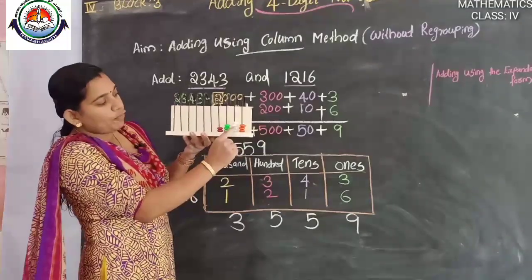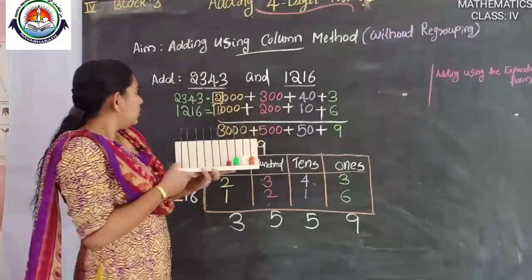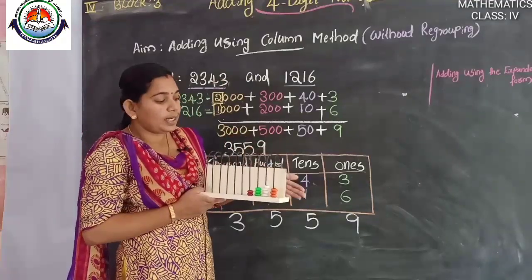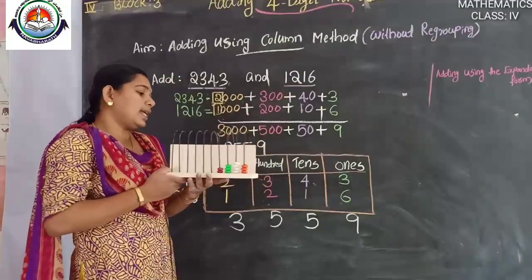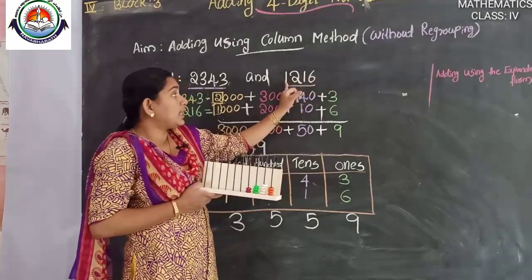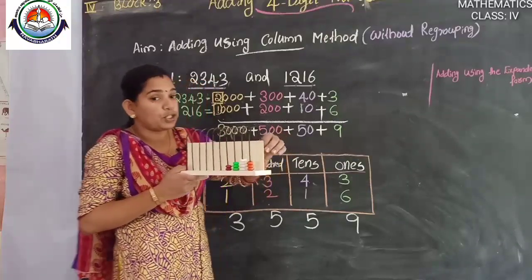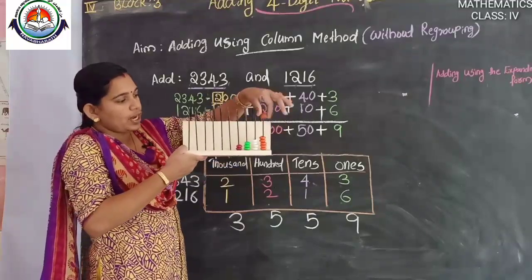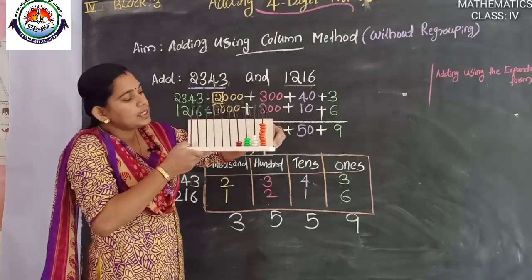2, 3, 4, 3. 2343. Then we are adding here. So we are putting the digits to this side. So 6. We are adding 6. 1216 in the ones place is 6. So we are putting 6 beads to the ones place. 1, 2, 3, 4, 5, 6.